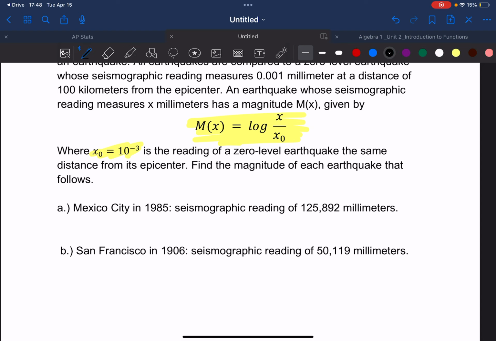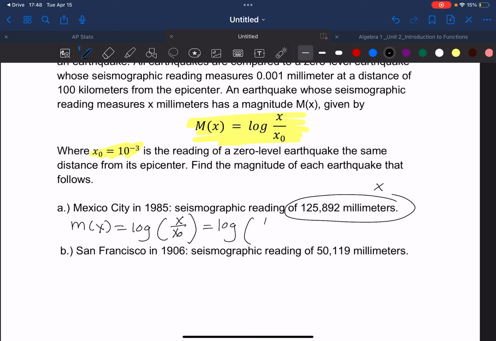So starting with part A, it says Mexico City in 1985 has a seismographic reading of 125,892 millimeters. So we use our equation, M of x is equal to log of x divided by x naught. What they gave us here is x. So this is equal to log of 125,892 divided by x naught, which is what they gave us over here, so 10 to the negative 3rd power. You would plug that into your calculator and you get 8.1.